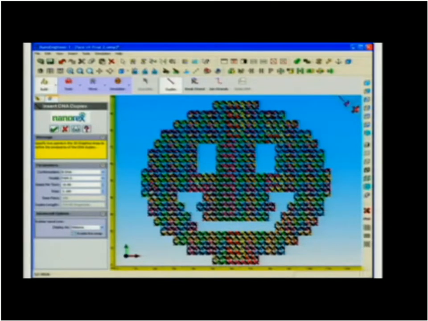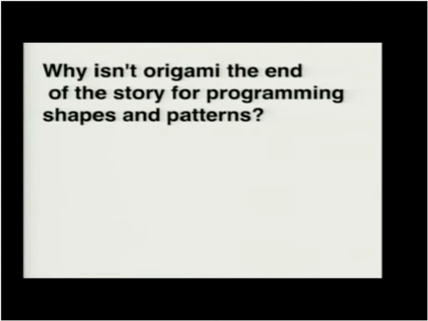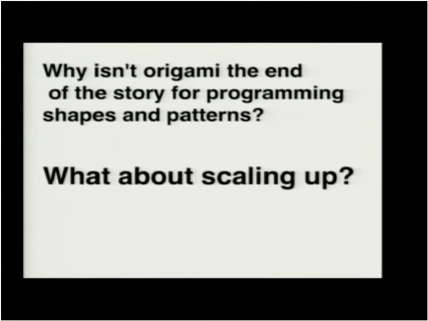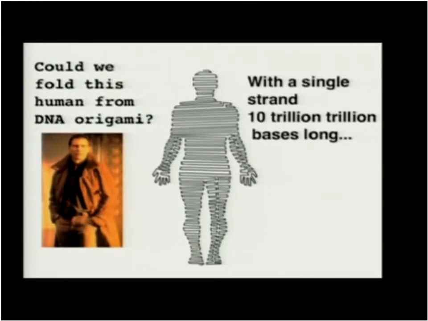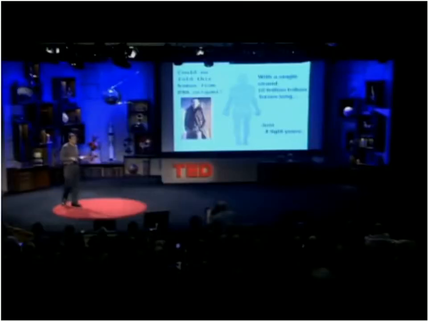So now you can say, all right, why isn't DNA origami the end of the story? You have your molecular compiler, you can do whatever you want. The fact is that it does not scale. So if you want to build a human from DNA origami, the problem is you need a long strand that's 10 trillion bases long. That's 3 light years worth of DNA. So we're not going to do this.